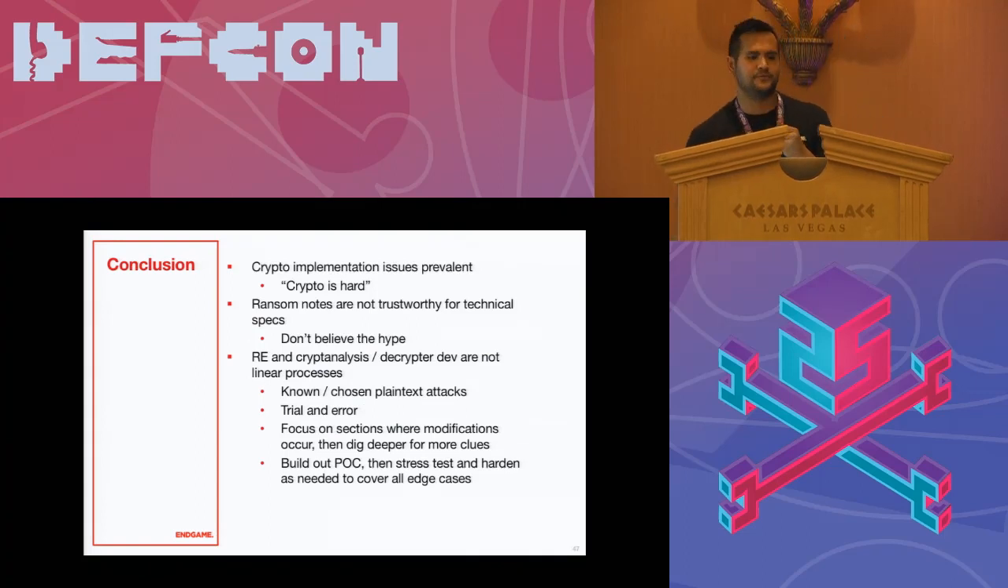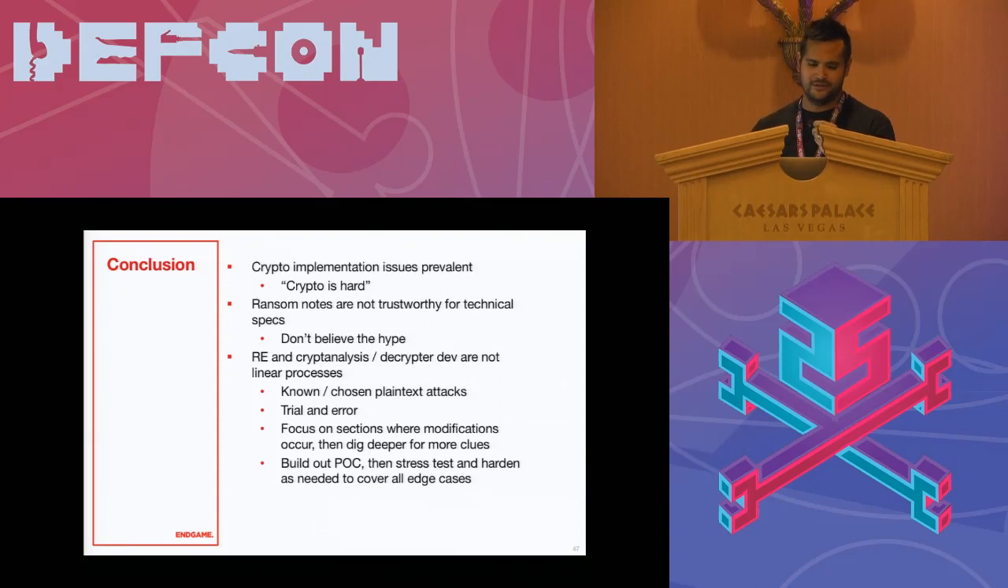So to wrap things up, crypto implementations are very prevalent in ransomware. Crypto is hard. Ransom notes are definitely not the most trustworthy source for crypto implementation technical specs, so don't believe the hype if you see a really bad ransom note. It's not always going to be truthful. And as with just normal malware analysis, the reverse engineering and cryptanalysis of ransomware and decryptor development, they're not linear processes. It's going to be a lot of trial and error.